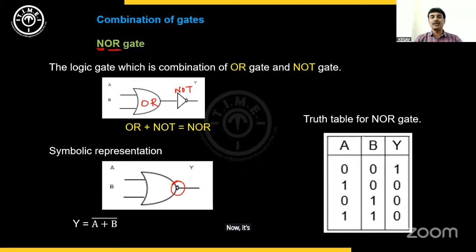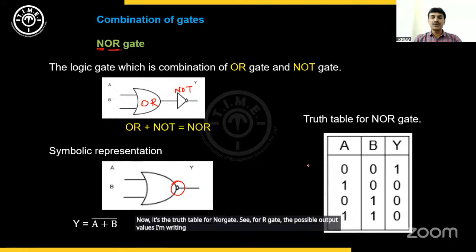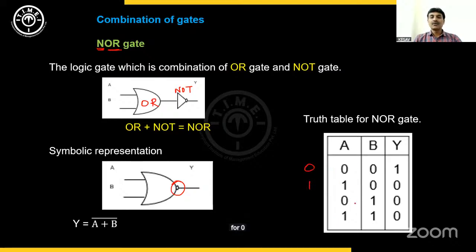Now, the truth table for the NOR gate. See, for the OR gate, the possible output values I am writing here. For 0, 0, it is 0. For 0, 1, it is 1. 1, 0 is 1 and 1, 1 is also 1. This is for the OR gate. Now for the NOR gate, it is exactly the opposite of that output. 0 is inverted, negated, that is 1. These three ones are negated, they become zeros. So 1, 0, 0, 0. These are the outputs of the NOR gate. Okay. So OR and NOR.